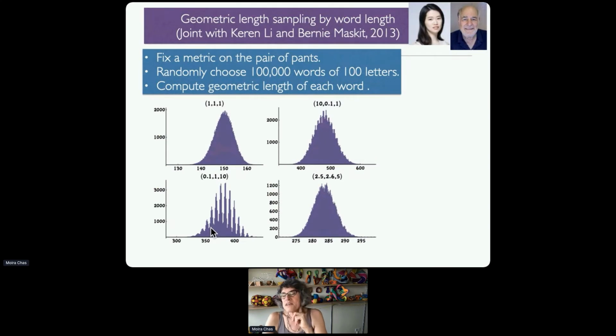And what we did, and it's funny because we worked with this very young undergrad student, Kenneth Lee, and an emeritus professor, Bernie Maskit, and me in the middle. We looked at all the words of a certain length, and instead of computing self-intersections, as I did before, we computed the length. We varied the metric, and we saw that this seemed to get closer and closer to a Gaussian when the length goes to infinity.